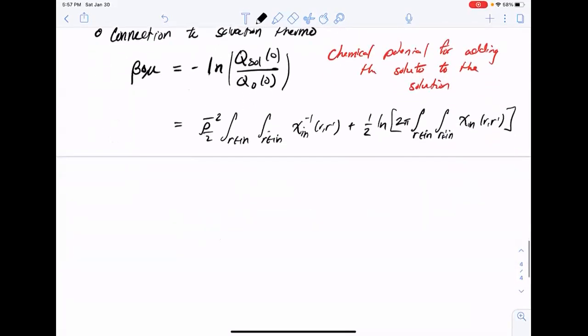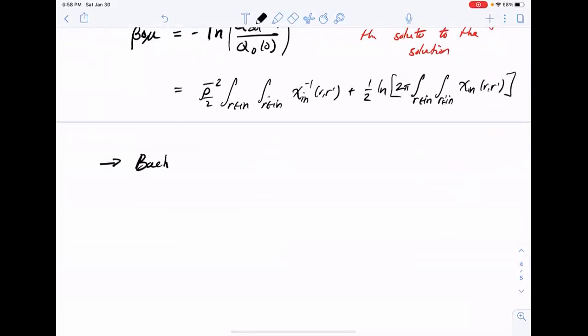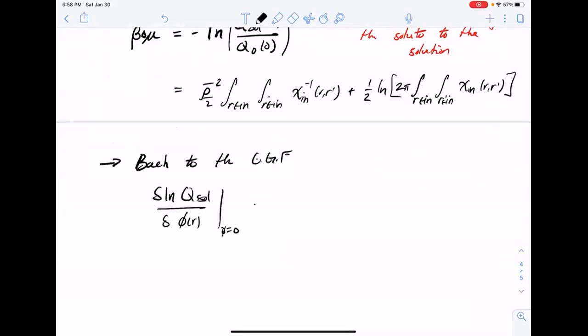Okay, but back to the generating function. If we take a derivative of log of q sol with respect to phi of r, keeping it back on for the moment, and if we then evaluate that derivative at 0 as a cumulant generating function, this gives us the average density at point r, now in the presence of that solute. So we break translational symmetry by pinning the density to be 0 at a specific point in space. There is therefore a response of the density in the vicinity of that constraint, yielding an expectation value of the density at some point r, which is not necessarily just the bulk density.